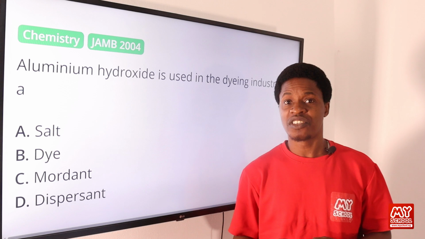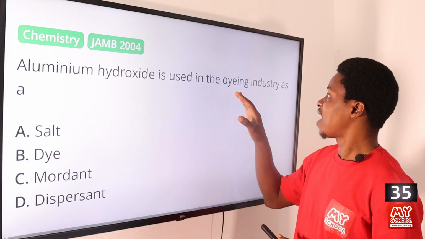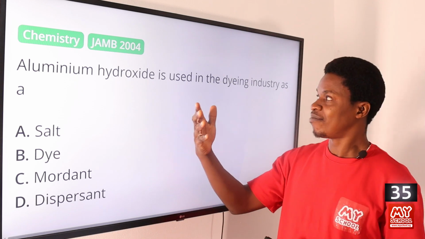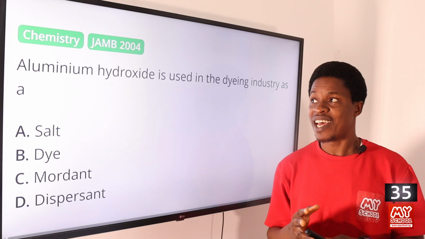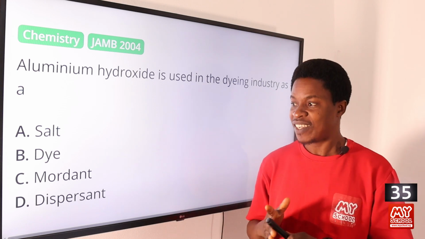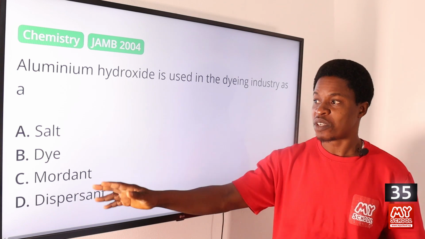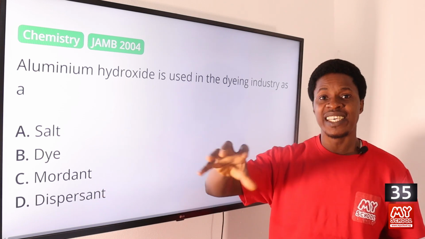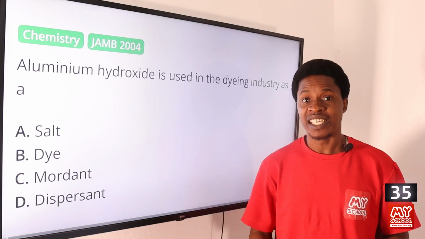Now let's move on to question number 35. Aluminum hydroxide is used in the dyeing industry as a what? In the dyeing industry, we have the dye, the salts, the mordants, dispersants. All of these have roles that they play in the dyeing of fabrics or clothes in the textile industries.